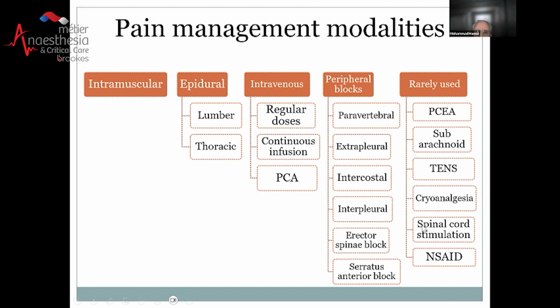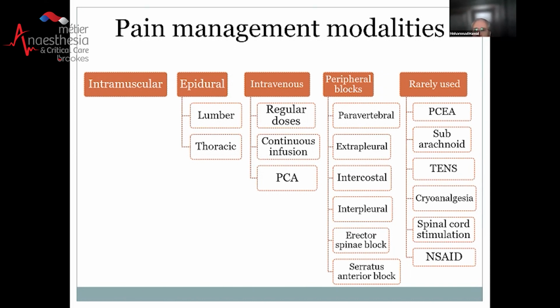Out of these, intrapleural blocks are basically useless blocks, because you put a chest drain in that area, and whatever drugs you give in the intrapleural space, all these drugs will come out unless you block the chest tube.